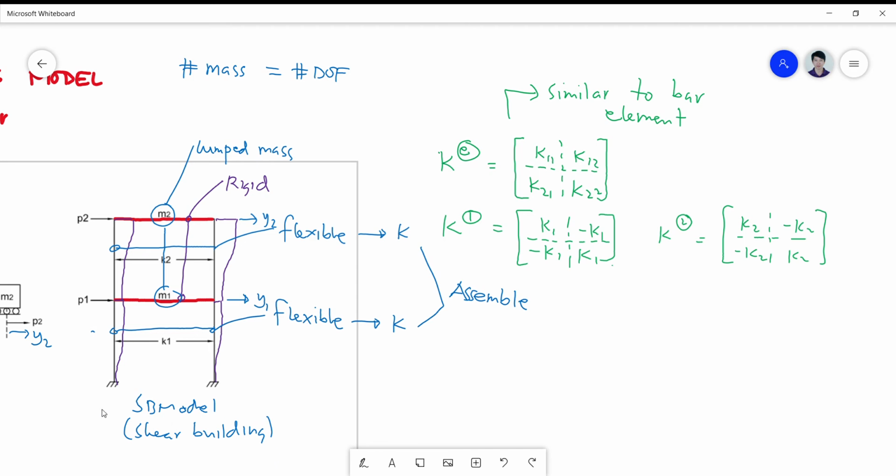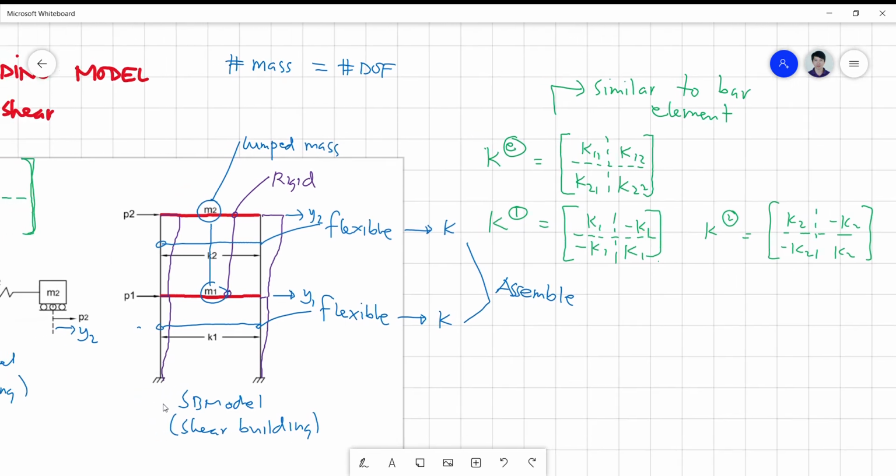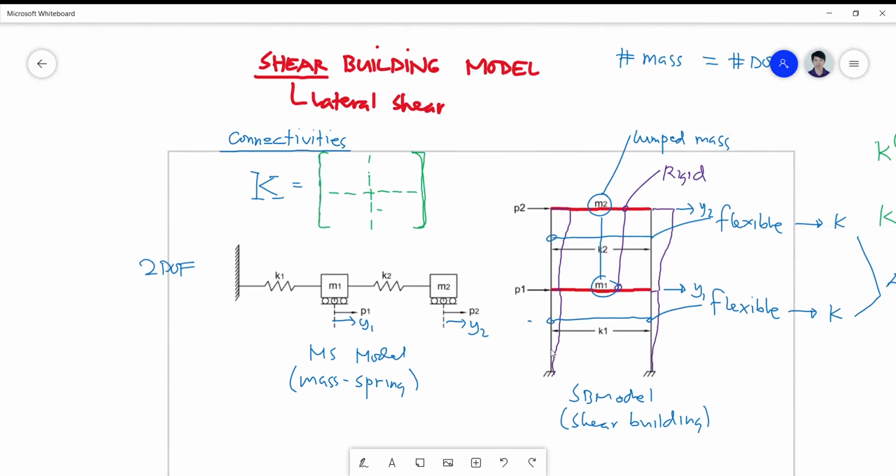So how do we assemble now the K values? So let's go back to the connectivities of your structure stiffness K within the system. So how do we look into the connectivity? Okay, so we consider now this structure stiffness matrix as defining the global stiffnesses of each coordinate.